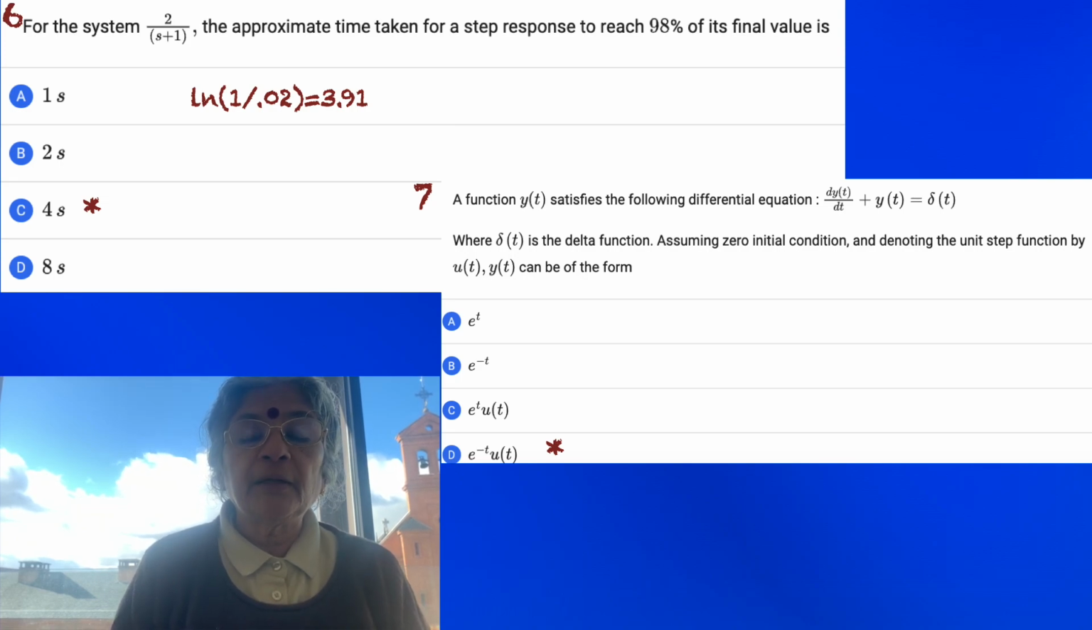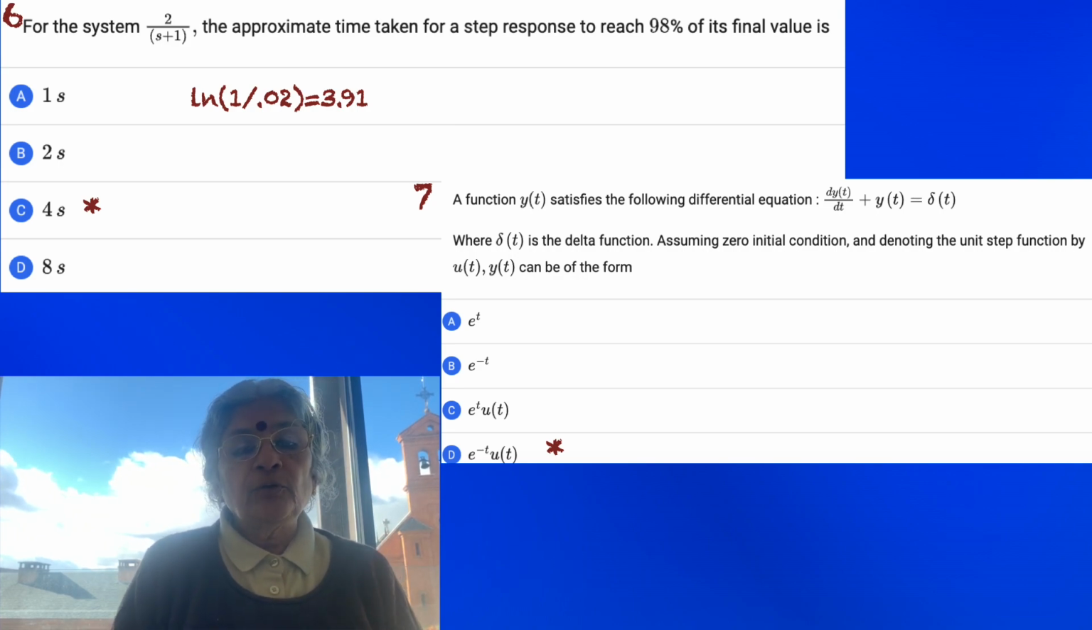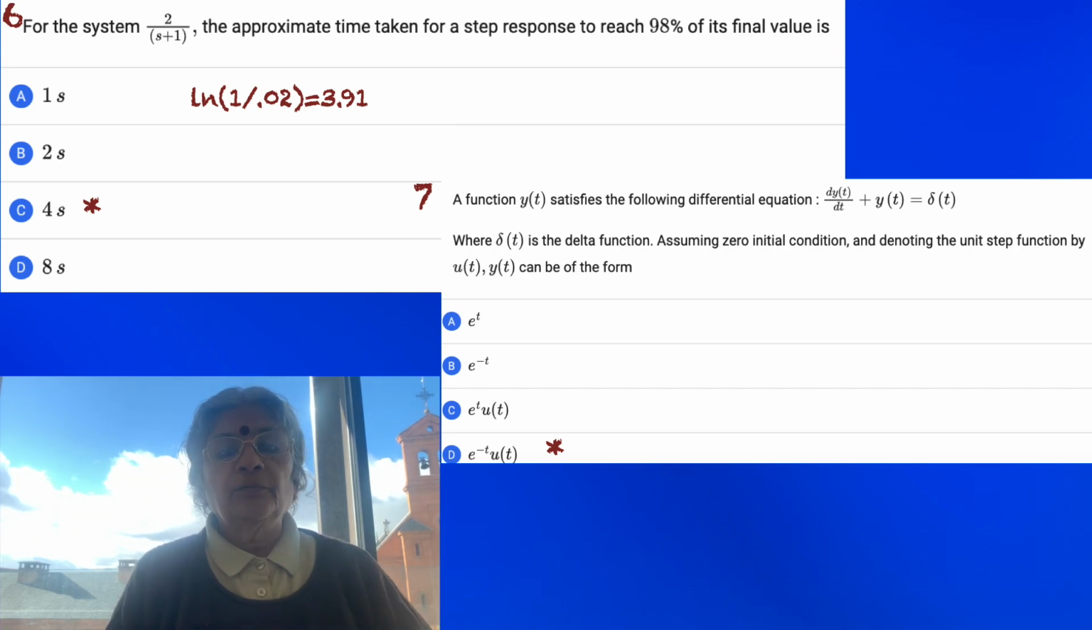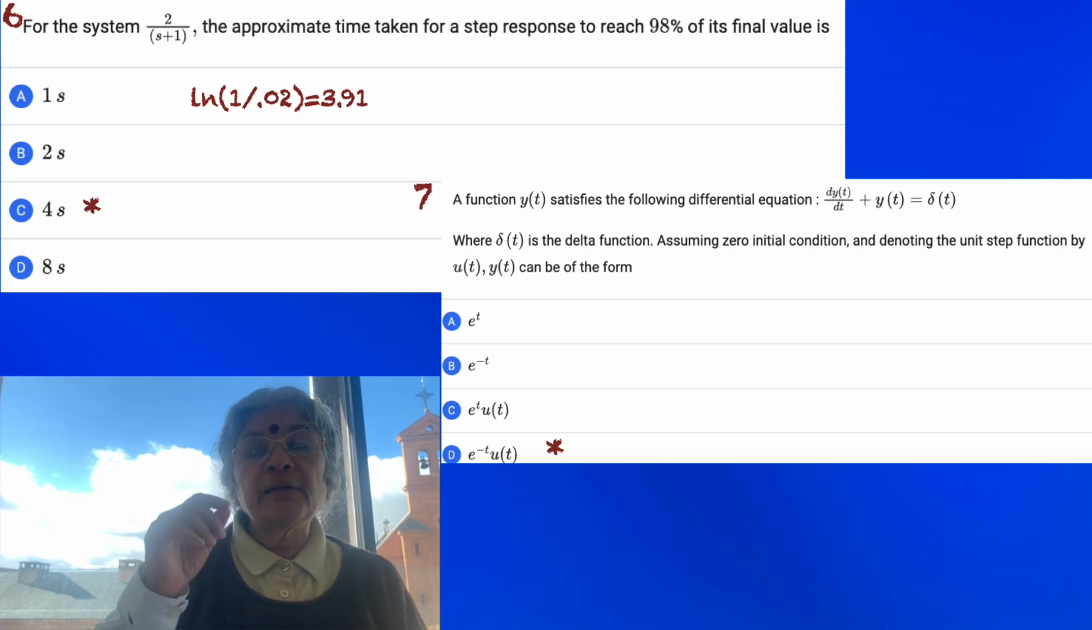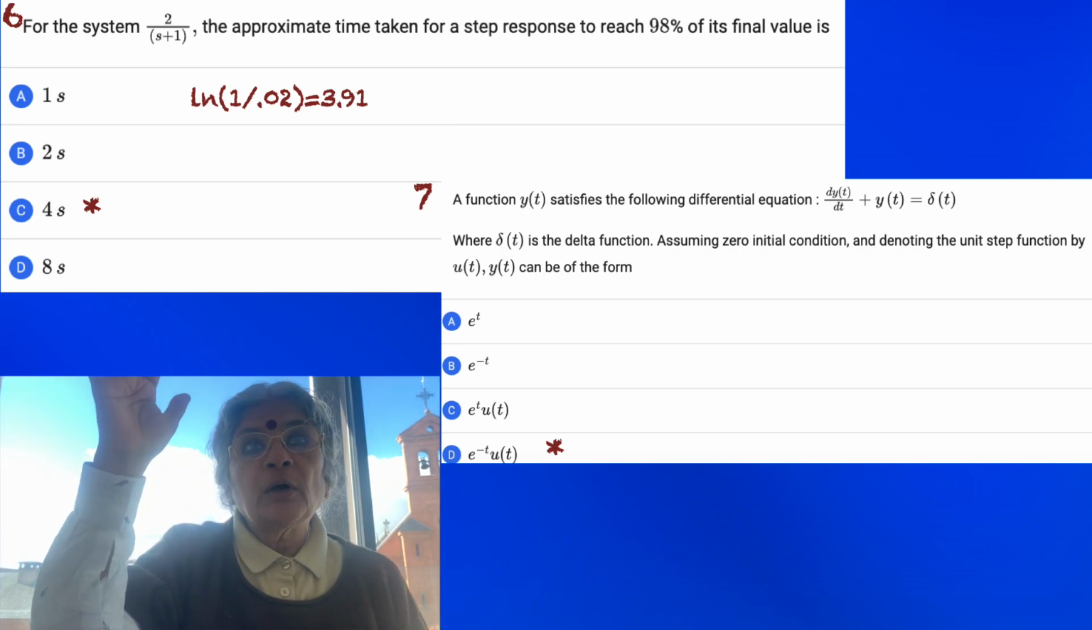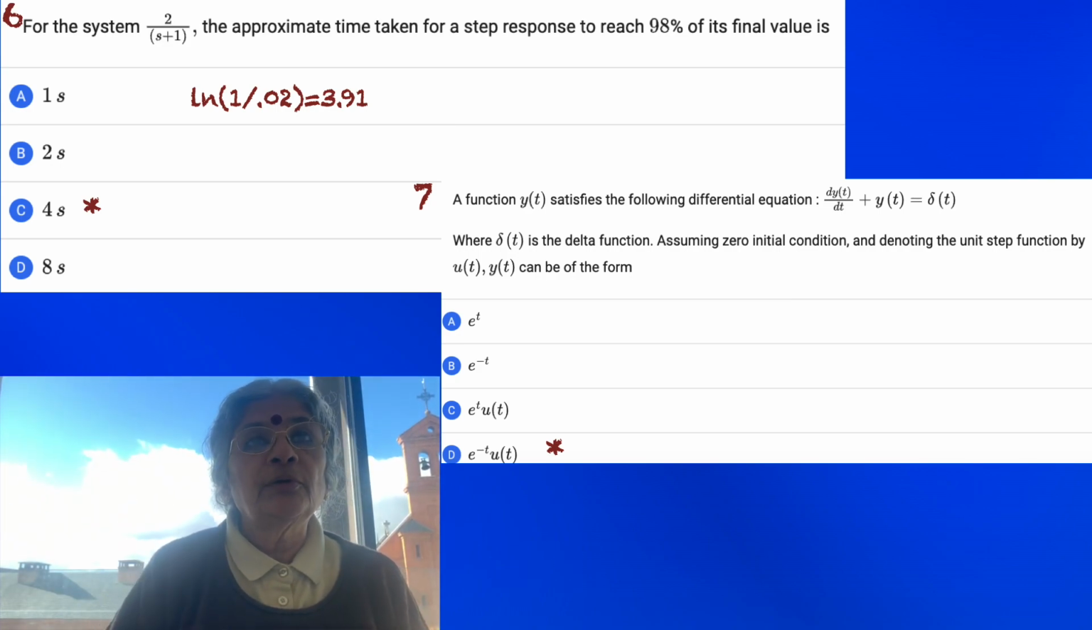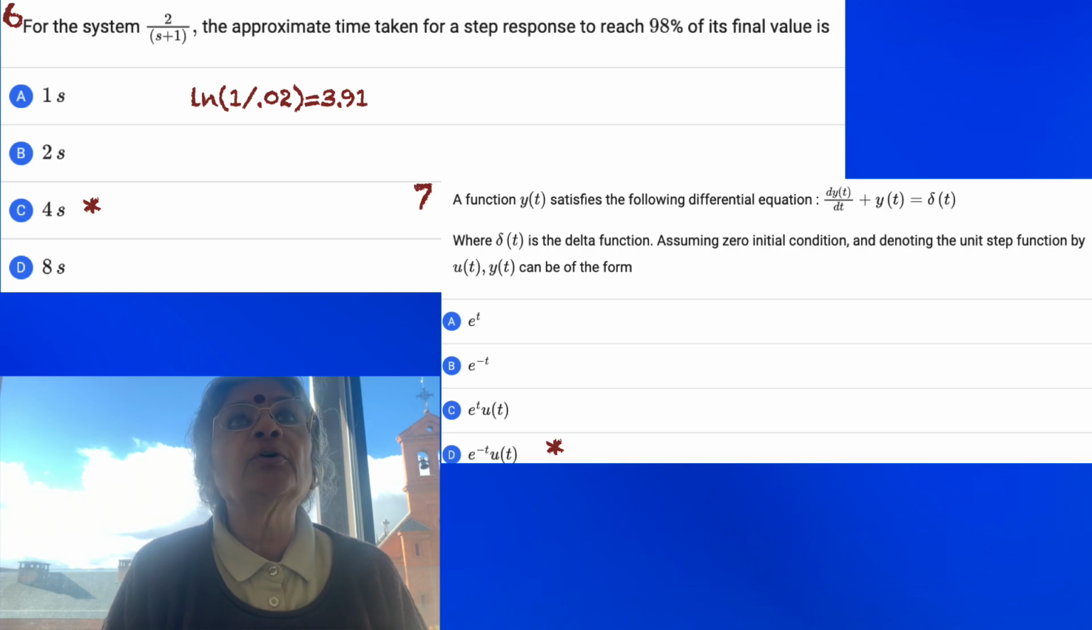The approximate time taken for a step response to reach 98% of its final value, or in other words, 2% is left. 2% is left means 0.02 of the step. Step input is of course any value, but we can take it as unity, such that we now have e raised to minus 1t, which will have to deliver 0.02.